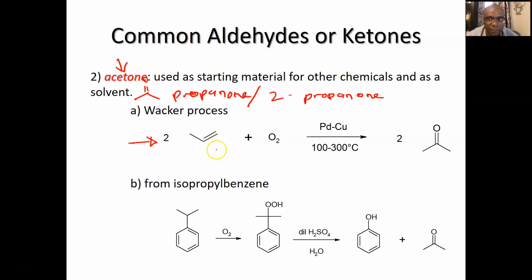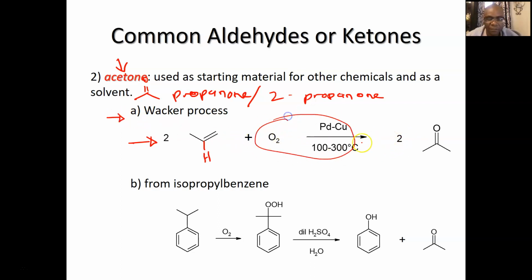So in this case you're gonna get acetone. So there's a problem here. I'm gonna modify. Let's see, do we need to modify? No, we don't need to modify. It's okay. So we get to use worker process to make acetone.